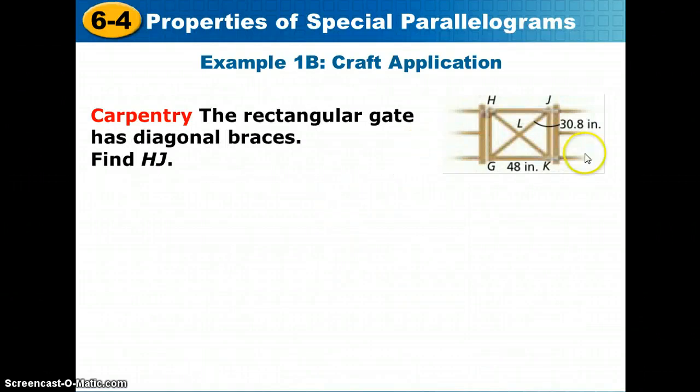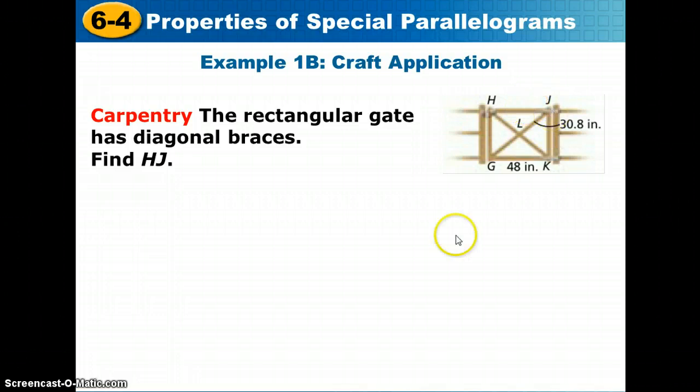Now, in the other part of example 1, we're using a similar diagram here. We have a rectangular gate. It has diagonal braces. Now, the first part you'll notice is to find HJ. So this first slide, that's what we're going to do, is find HJ. And then I'll show another slide finding HK, which we're supposed to find.